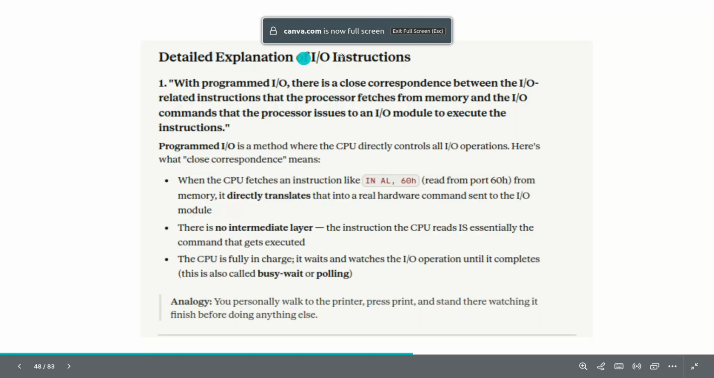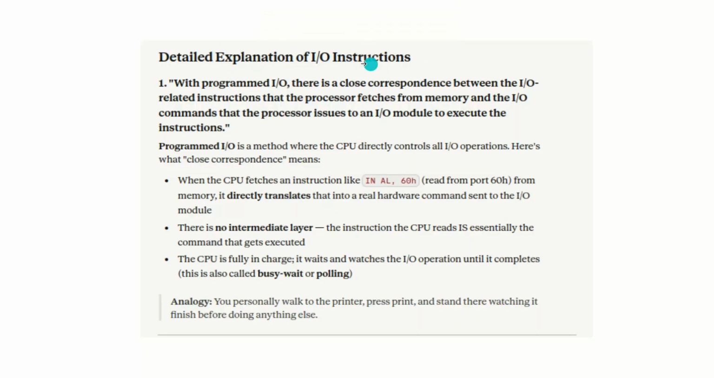Okay, so here we are going to talk about IO instruction. Here, with programmed IO, there is a close correspondence between the IO related instruction that the processor fetches from the memory and the IO commands that the processor issues to an IO module to execute the instruction. Okay, I think you didn't understand anything.